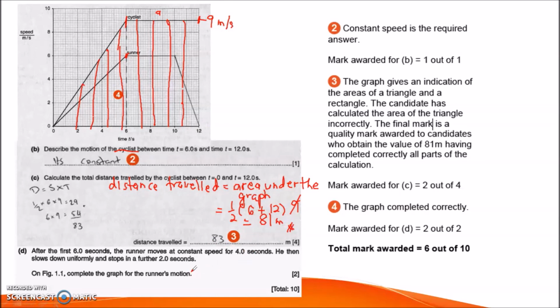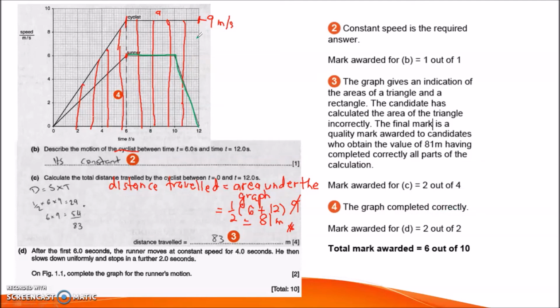Okay, D here. After the first 6 seconds, the runner moved at a constant speed for 4 seconds. He then slows down uniformly and stops in a further 2 seconds. On this figure, complete the graph for the runner's motion. So let us look at this candidate's answer. Let us choose another color so that we can see clearly. This is the line that the candidate draws, the one that I just highlighted with the green color. So the graph is completed correctly. This is the answer actually.